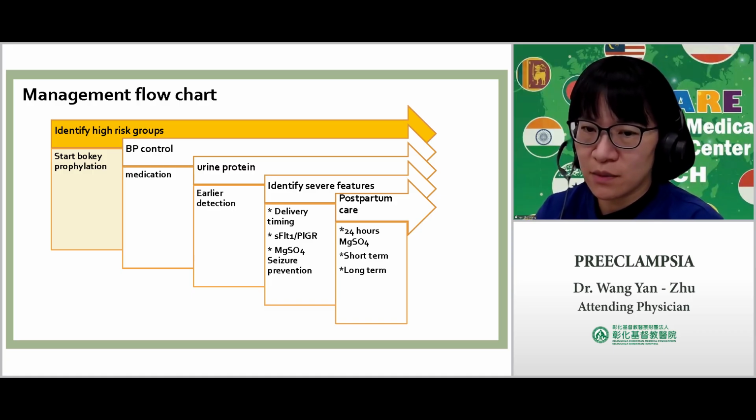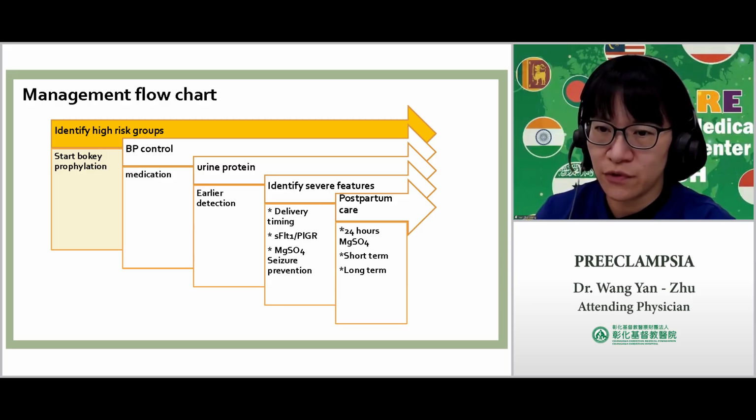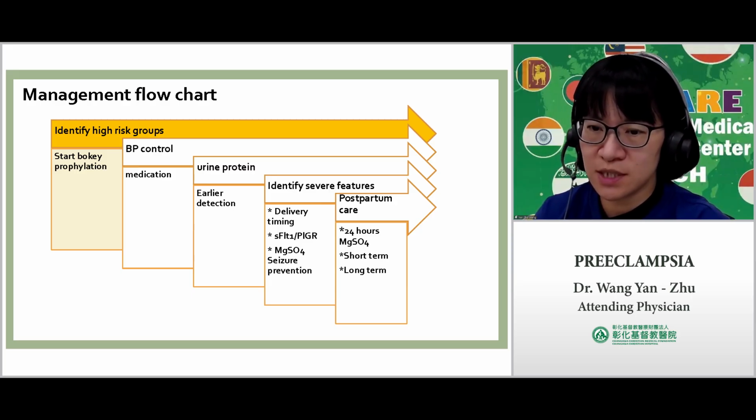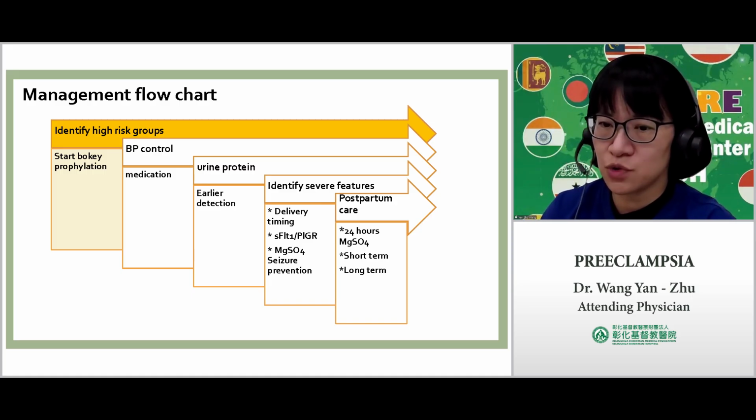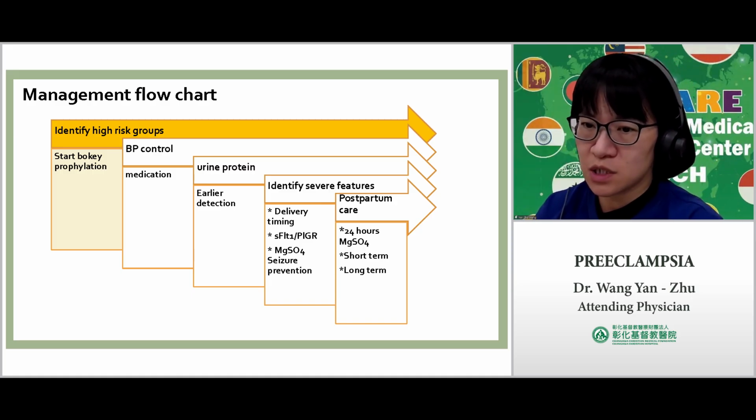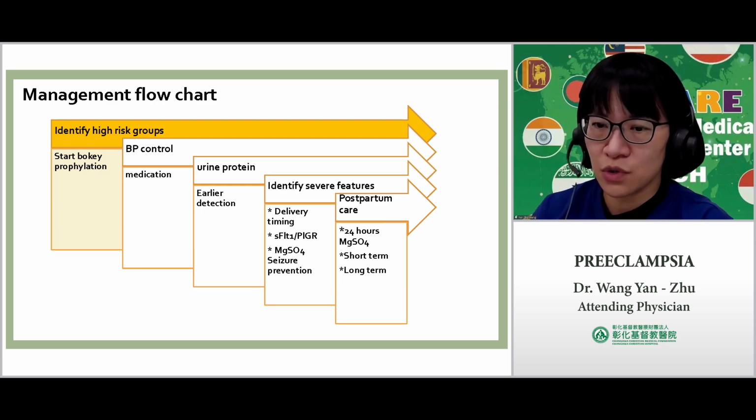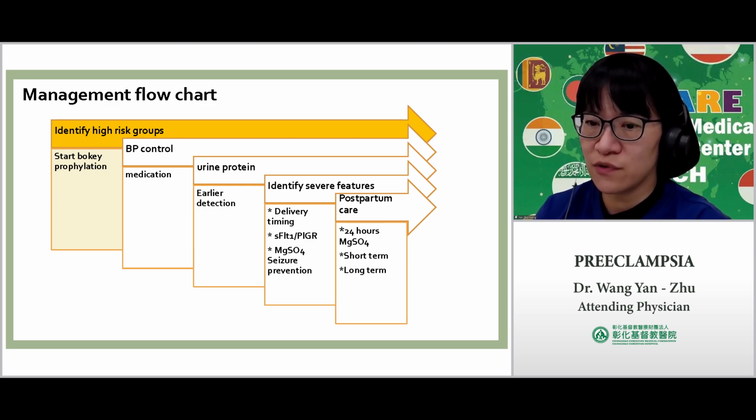So we have to give them magnesium sulfate for seizure prevention. And for postpartum care, if you already have a preeclampsia patient or a severe form, then you have to give 24 hours of MgSO4 even postpartum. After delivery, also continue the magnesium sulfate for 24 hours.